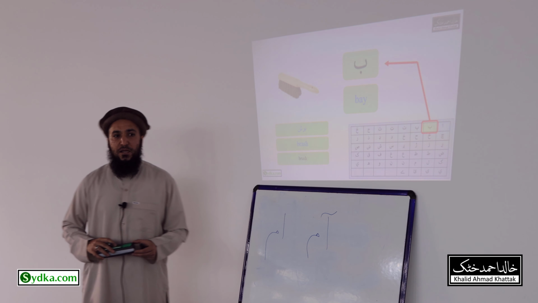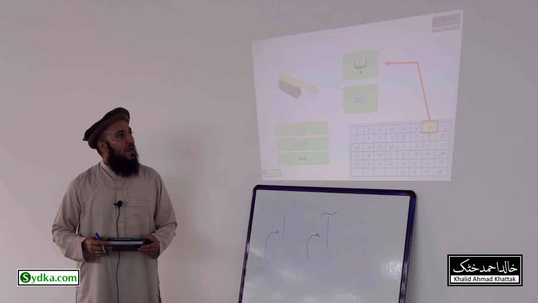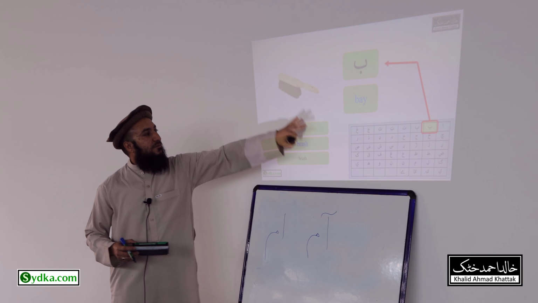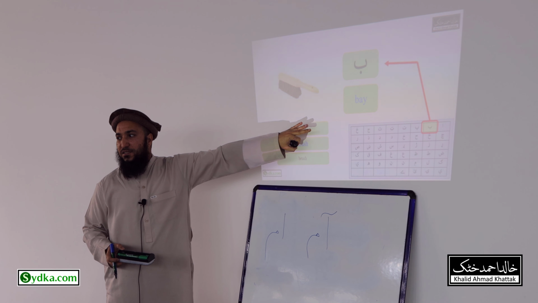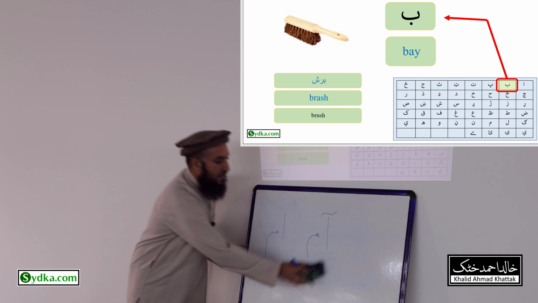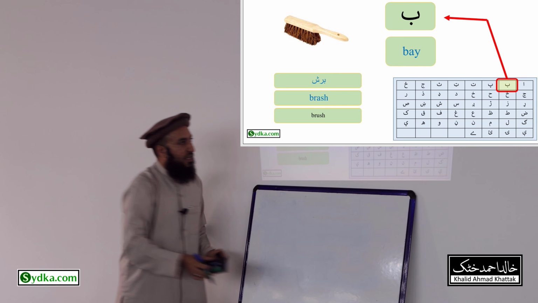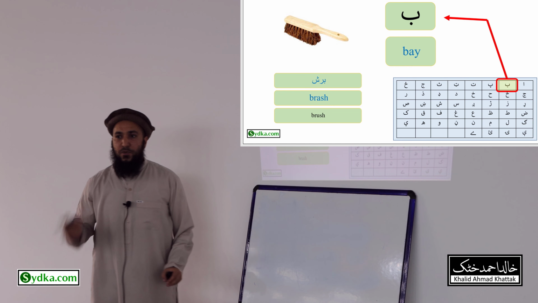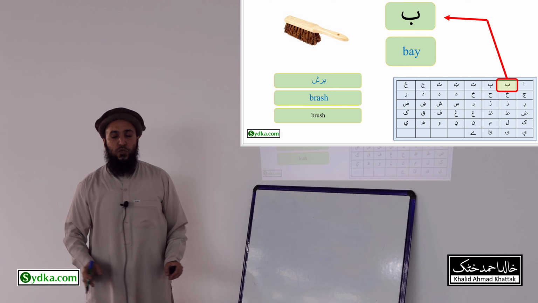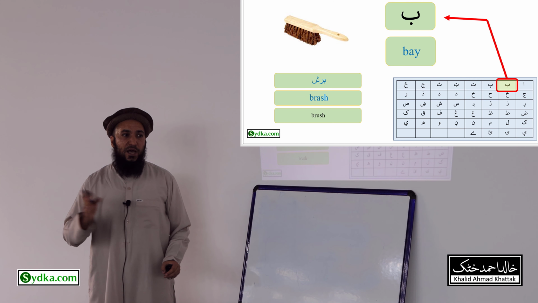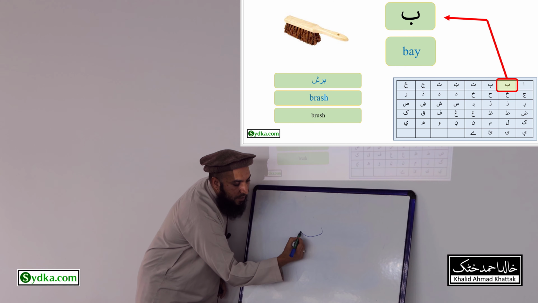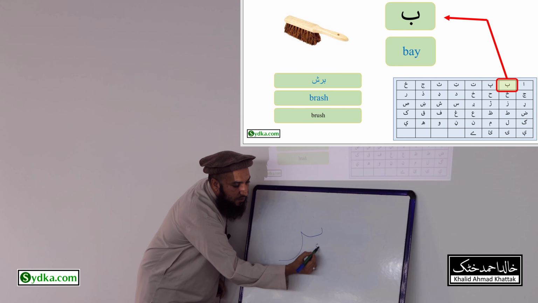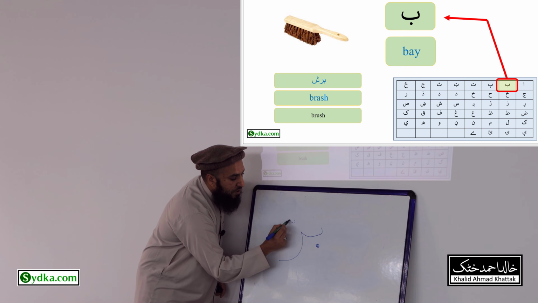Be. How do you pronounce this one? Brush. Good. It's the same brush as in English. There's no difference, the same brush in English, in Pashto, in standard Pashto, and in dialect. How do you write it? You start from here. That's Re. This is Be, and Sheen.